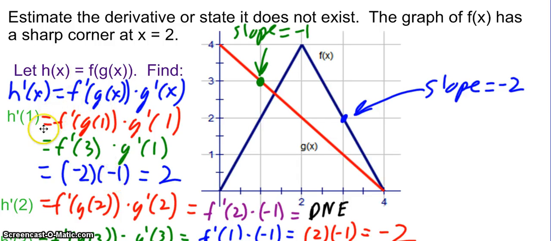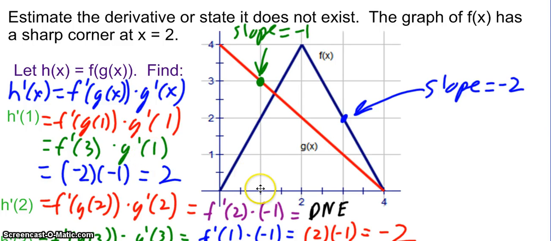Alright, so here we end up with h prime of 1 is 2. How do we get that? Well, f prime of g of 1 times g prime of 1. G of 1, just look at the g function when x is 1, is up here with a y value of 3. So then this becomes, what is f prime of 3? So that means when x is 3, what is the slope? The slope is negative 2, because the slope of this function is negative 2 at this x value.